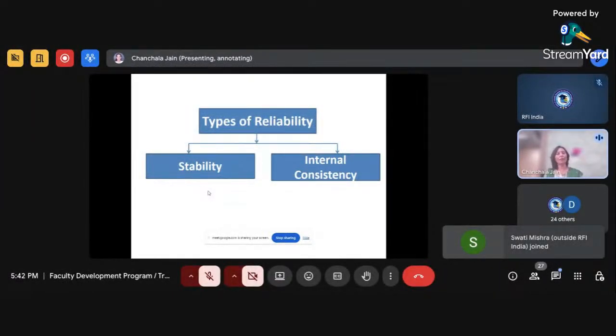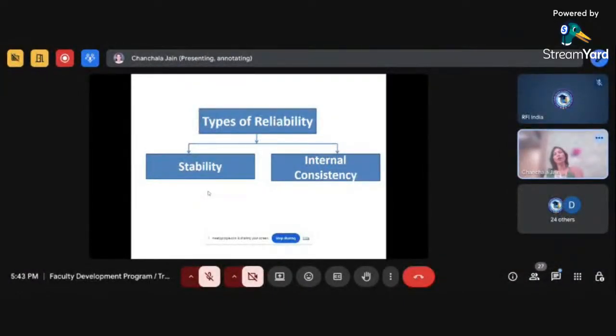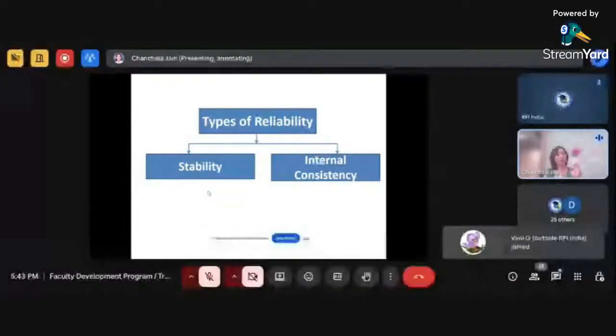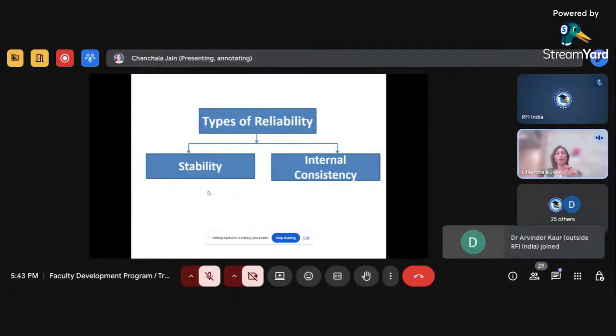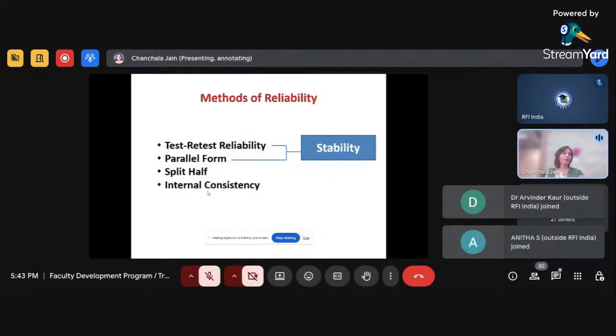The second kind of reliability is internal consistency reliability. Internal consistency reliability means, whatever number of questions or items I'm taking on my scale or in my questionnaire, I need to check whether those statements, those questions, are internally related with each other, whether they are internally consistent with each other or not. So these are the two broad classifications of reliability: stability and internal consistency reliability.